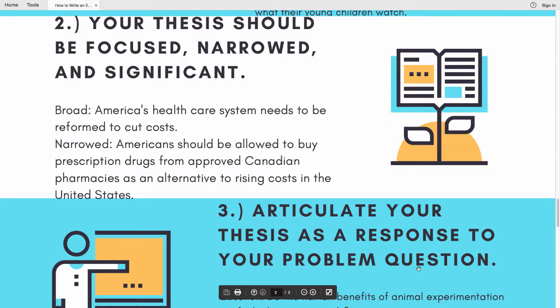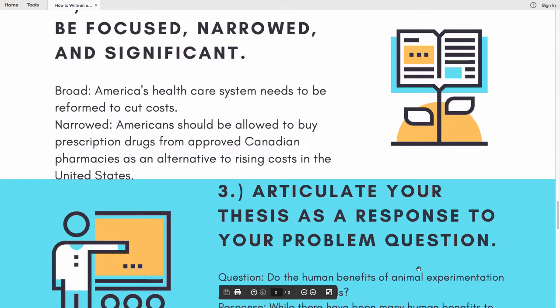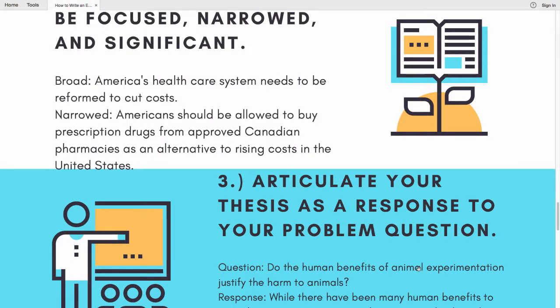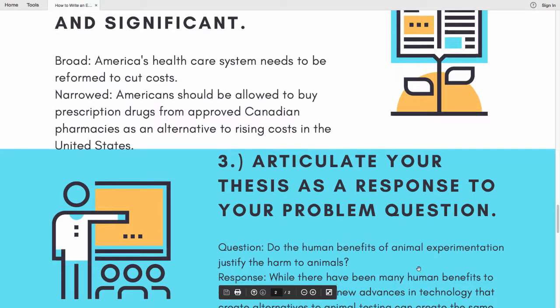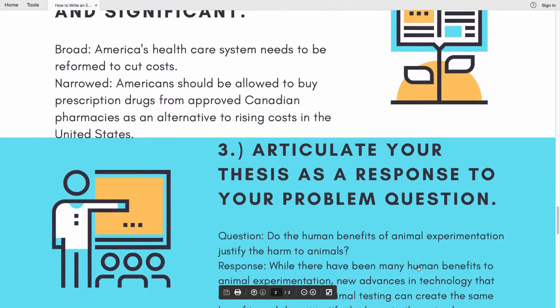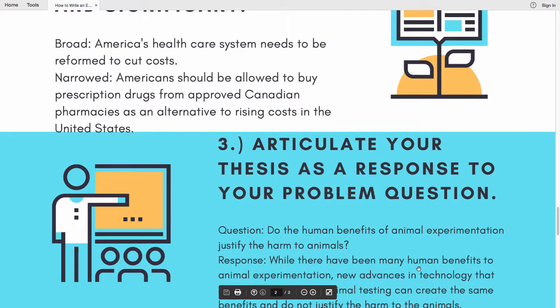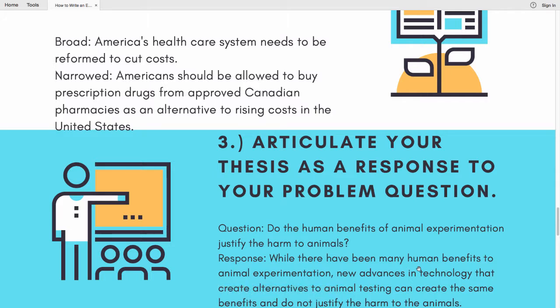Now, here's an example of one that's too broad, for example. America's healthcare system needs to be reformed to cut costs. Okay, but that's a very broad topic for a 5-page paper. So you want to narrow it to something that's more realistic for a 5-page paper. So you might consider some aspect of healthcare cost in order to focus your paper in a more realistic space for 5 pages. Americans should be allowed to buy prescription drugs from approved Canadian pharmacies as an alternative to rising costs in the United States, or rising drug costs in the United States. That focuses on a specific part of the healthcare system in a way that it can be argued in that space and in that span for the paper.